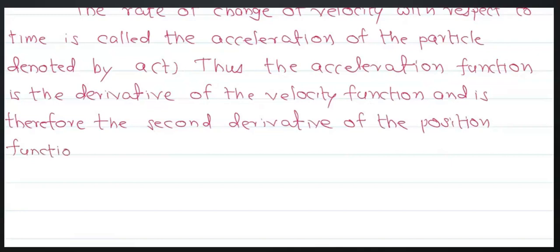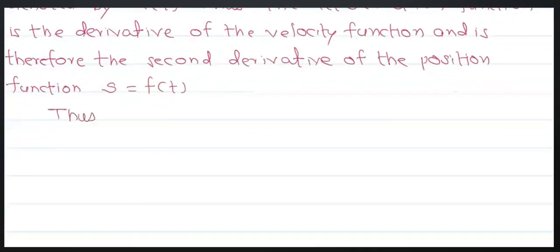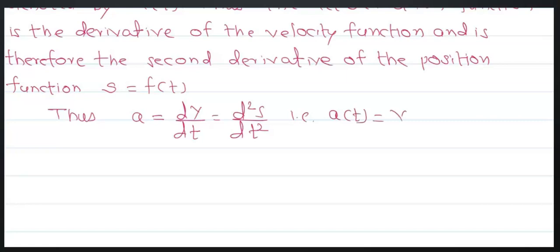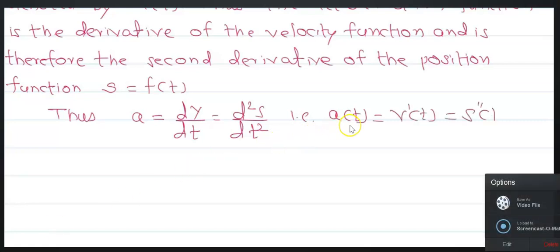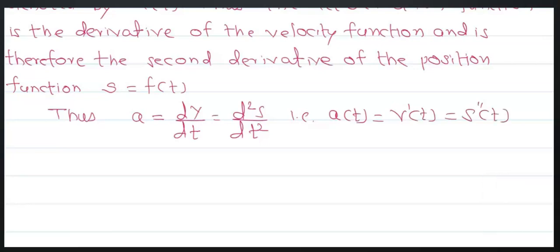What is the position function? s is equal to f of t. Then a is equal to dv/dt, that is d2s/dt square, the second derivative. That is a of t, and v dash of t, that is s double dash, the second derivative. This is the application of the second derivative.